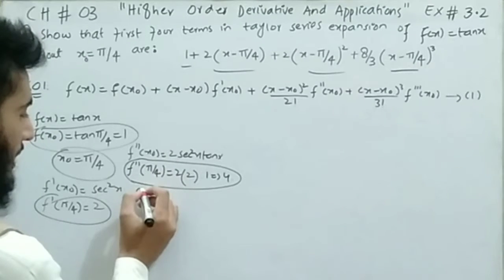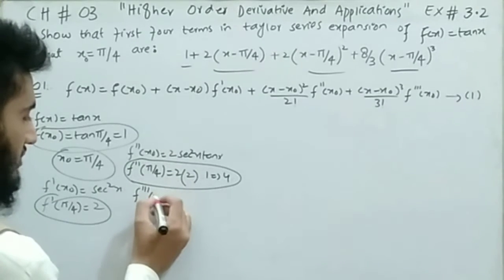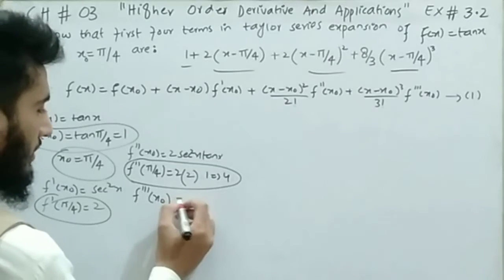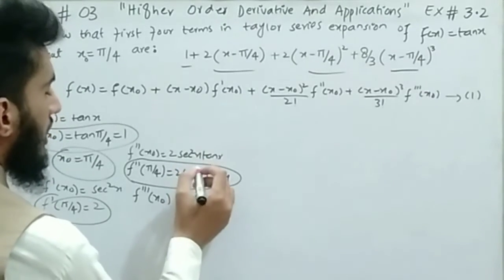Now after this, for the triple time derivative, f triple prime of x naught will be 2 into, we will use a product rule.